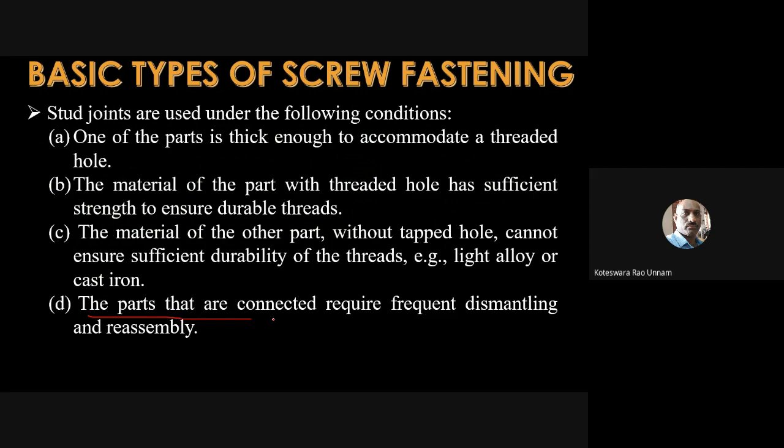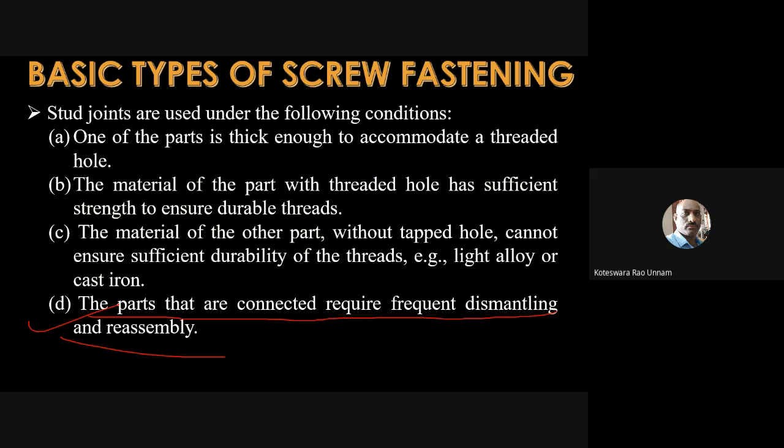The parts that are connected may require frequent dismantling and reassembling again. If you want to frequently disassemble and reassemble the connected parts, again we can go for studded joints. So the first one and the last one we can use whenever there is frequent disassembly and assembly. In that case you go for either the studded joint or the through bolt joint.